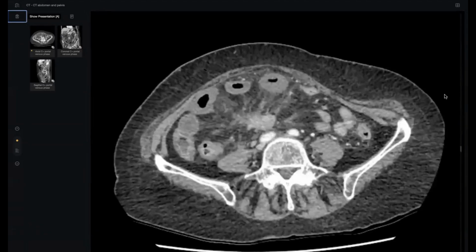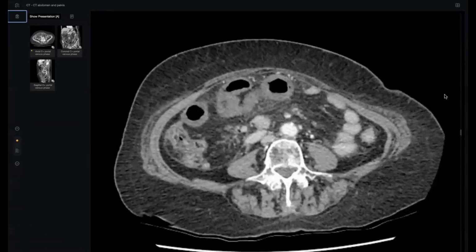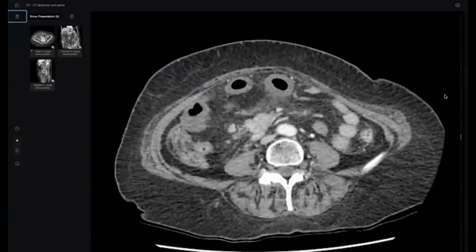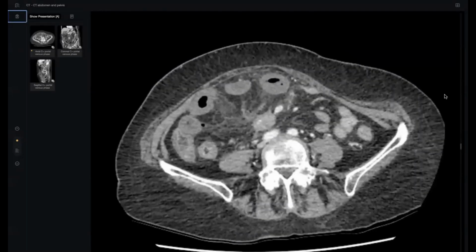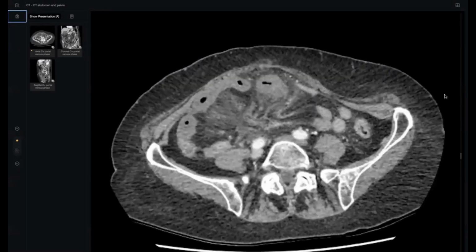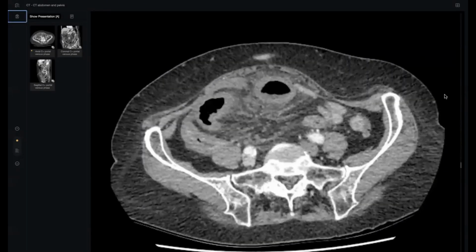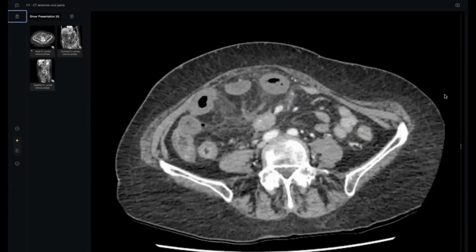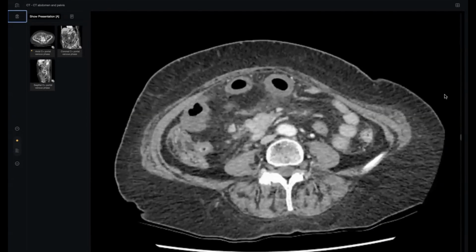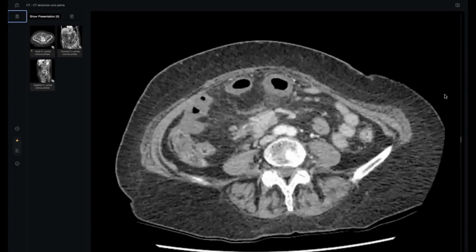Terminal. So, sir, I could think that the terminal ileocecal junction is fine. I'm not able to look at the appendix right now. Doctor, in addition to that, I could appreciate a small hernia.